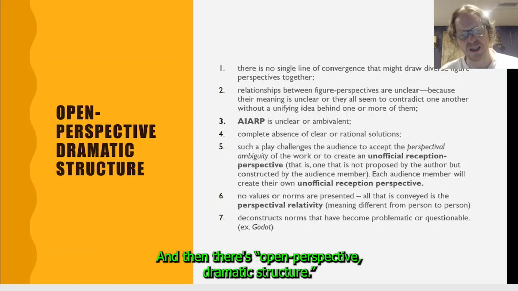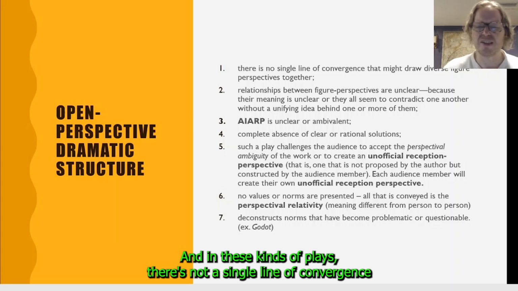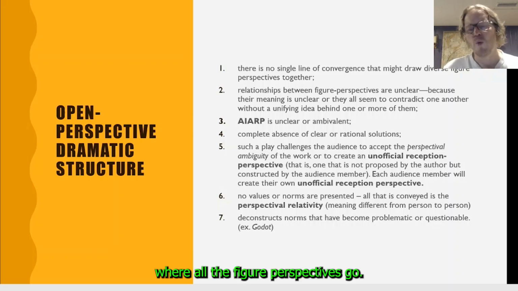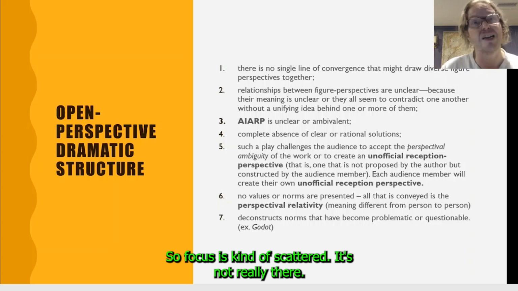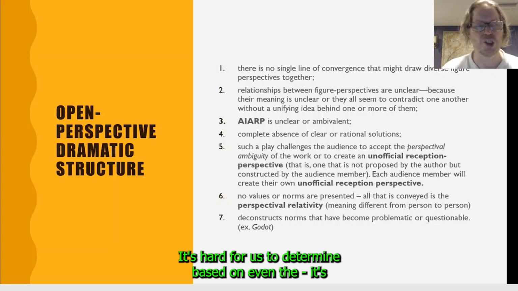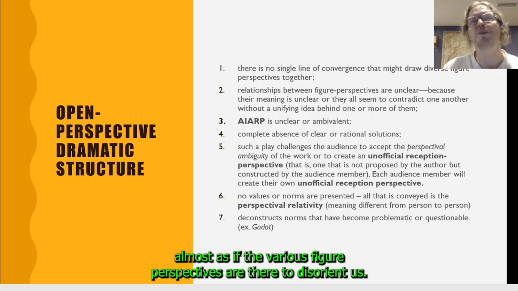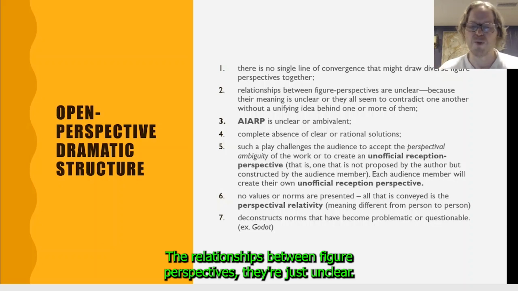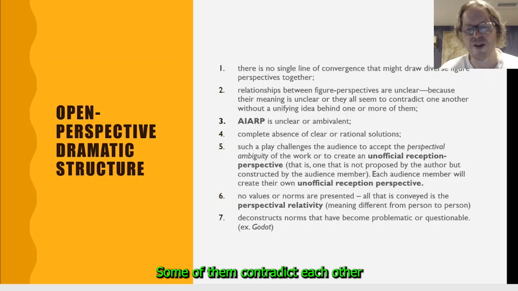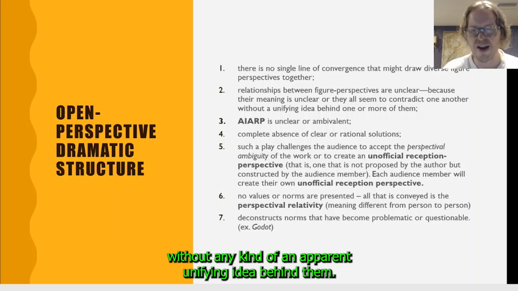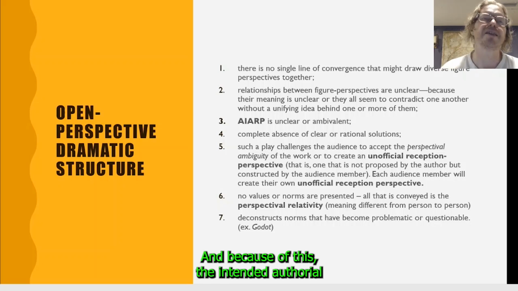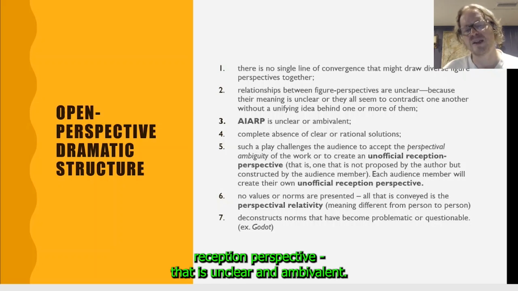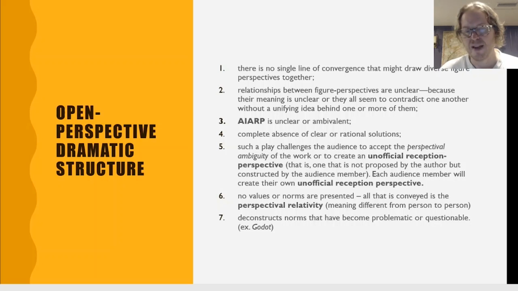And then there's open perspective dramatic structure. In these kinds of plays, there's not a single line of convergence where all the figure perspectives go. So focus is kind of scattered. It's hard for us to determine; it's almost as if the various figure perspectives are there to disorient us. And that is a technique, to disorient the audience rather than orient the audience. The relationships between figure perspectives are just unclear. Their meaning is unclear. Some of them contradict each other without any apparent unifying idea behind them. Because of this, the intended authorial reception perspective is unclear and ambivalent.